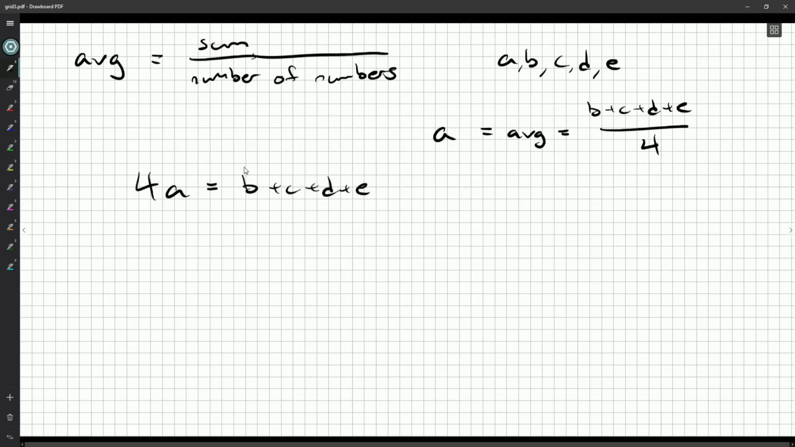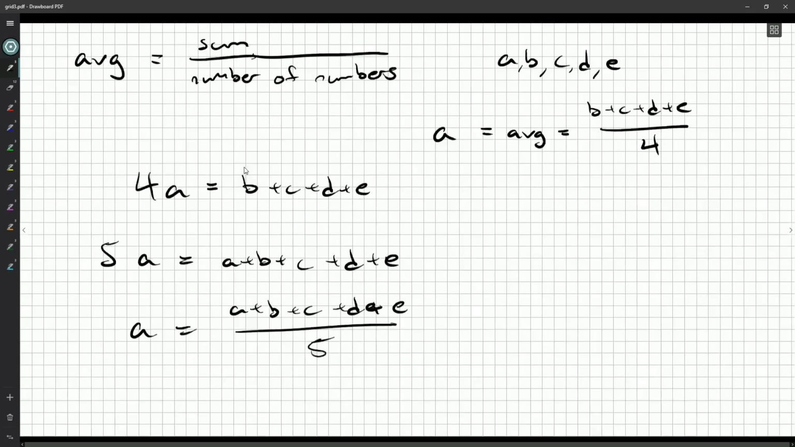But I don't know which one's B, which one's C, and so on. But you know what I can do? I can add A to both sides. Okay, and now I've got a sum of all 5 numbers. So even though I don't know which one the average is, if I add up all the numbers and divide by 5, that will still be the average of those other 4 numbers.